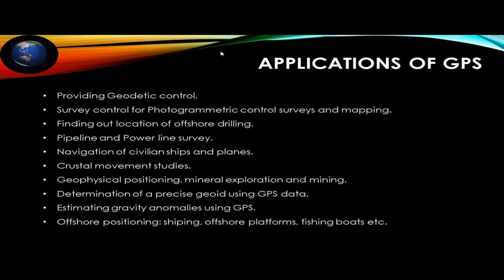If you see the border areas, generally they send such kinds of satellites to get the information. You might have seen in some movies also, army people and navy people getting the signal information, saying okay, this is the danger area, this is the safe area, there we can move. So for ships and aeroplanes, these things are very, very important. And drilling and pipeline or power line surveys have also been done through GPS. You can say navigation of civilian ships and planes, as I told.